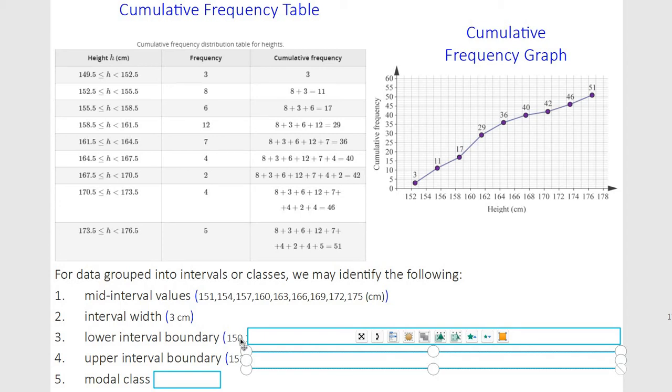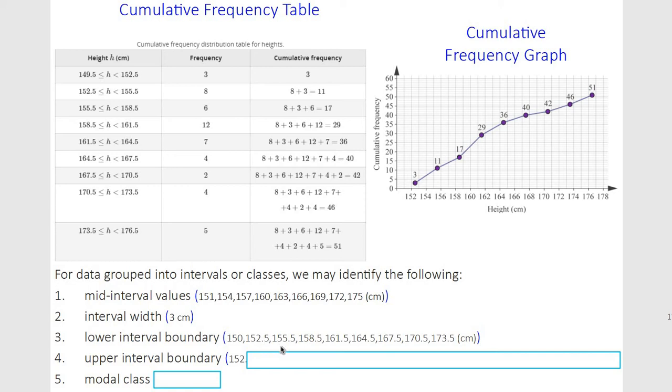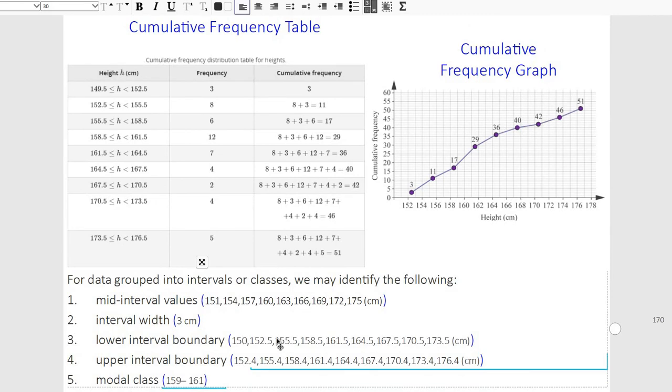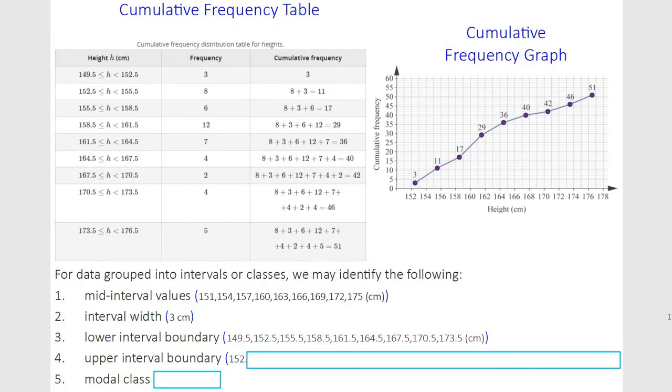Okay, so that's a typo. Because all the lower interval boundaries, they're all equal to this left side. So they should all be this left-hand side. So, yeah, 152.5, 155.5, 158.5, 161.5. Yeah, see, that's got to be a typo. So 149.5. There we go. Yeah, and I know I just gave all the answers away.